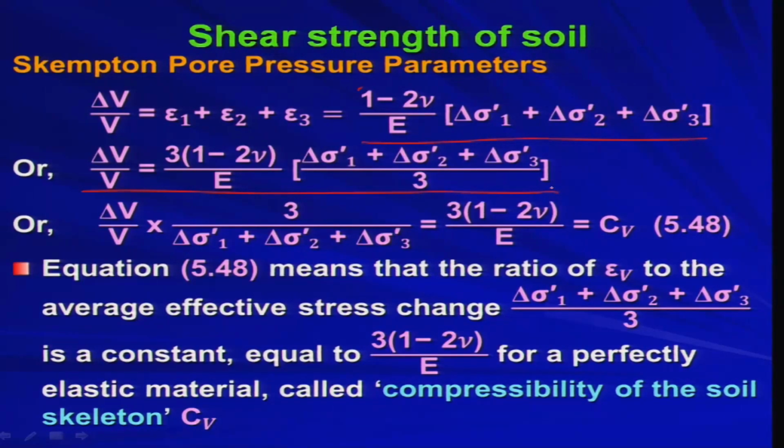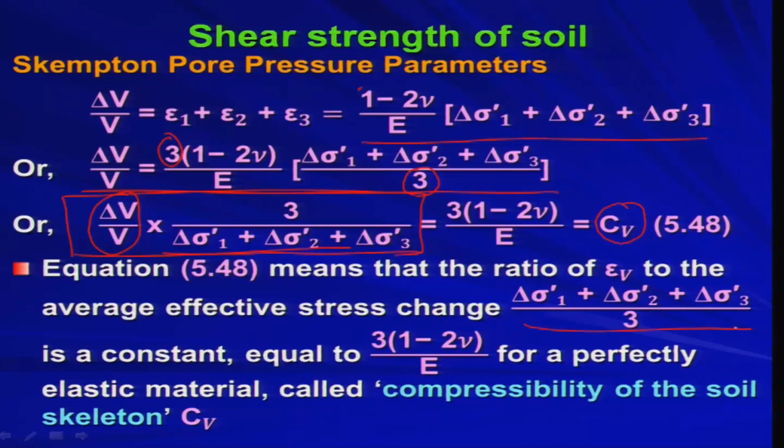This can be further written with a modification: we multiply by 3 here and divide the whole thing by 3. So delta V by V into 3 divided by the summation of all stress components is equal to 3 into 1 minus 2 nu divided by E, which we express as Cv, the compressibility of the soil skeleton. Now, what is the left hand side? In equation 5.48, it is the ratio of epsilon V to the average effective stress change, which is nothing but the average effective stress change.